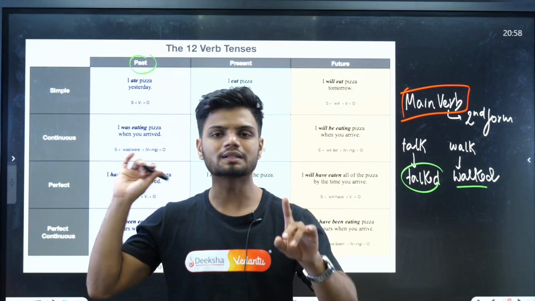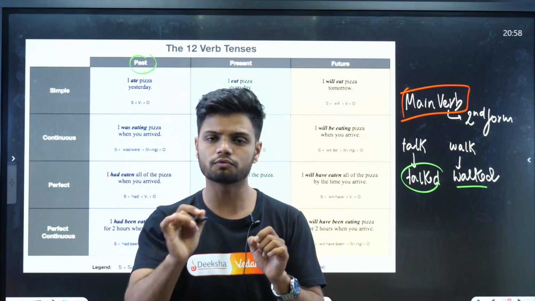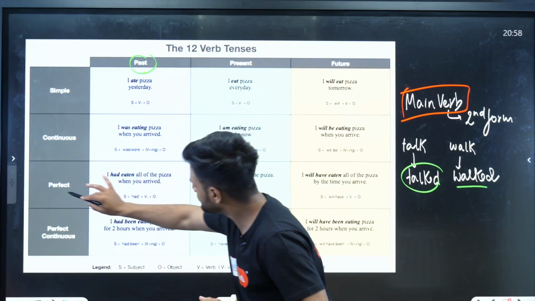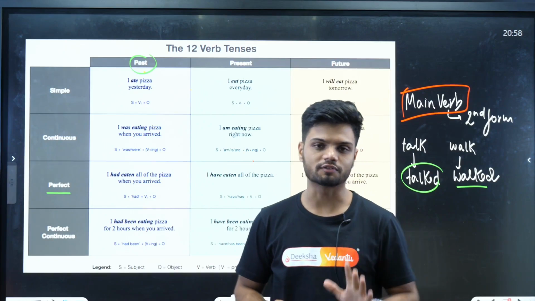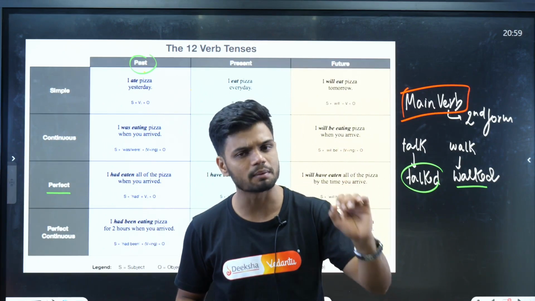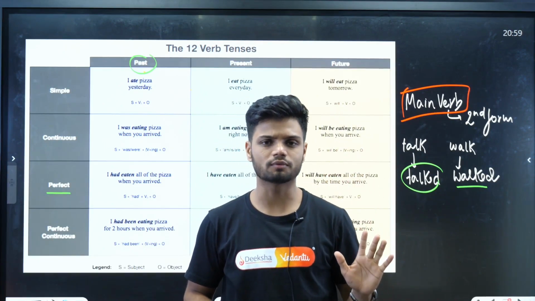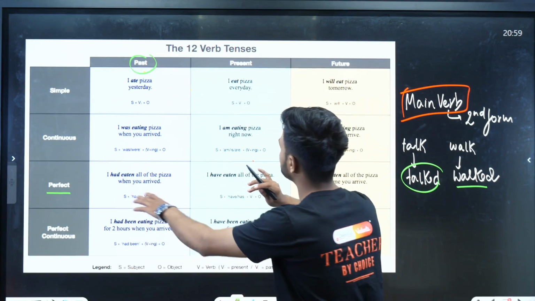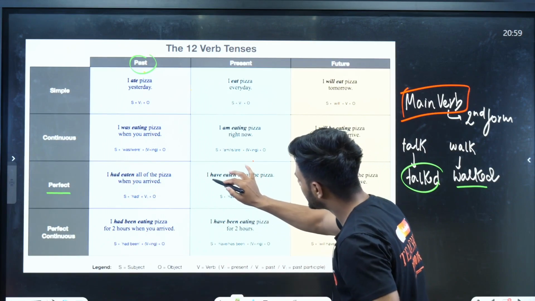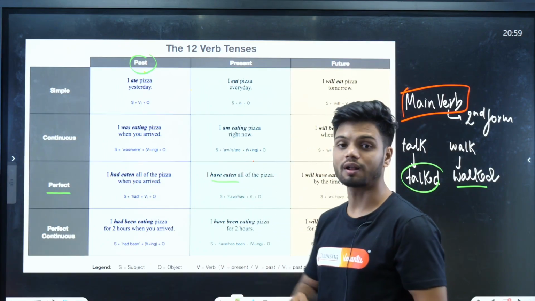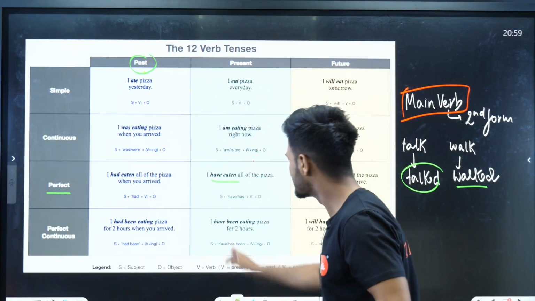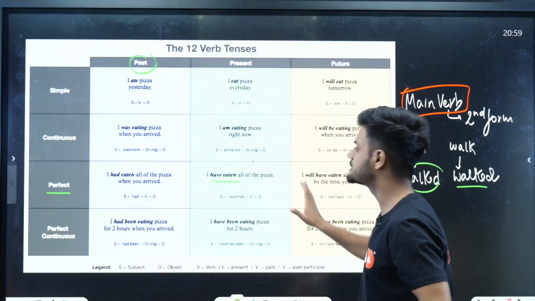But students, this is a table which every student should know if you want to attempt a particular question on verbs. For example, in perfect tense, a lot of questions have come. Recently, last year or in the sample papers, a lot of questions have come from the perfect tense. For example, every single time you're writing a present perfect, you have to write have eaten or has eaten. Here it is: I have eaten all the pizza.